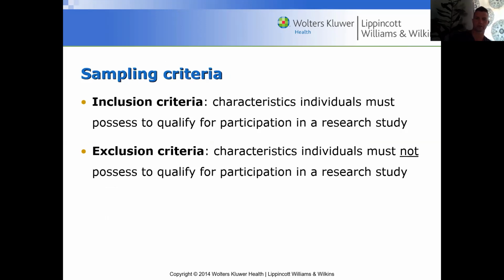Inclusion criteria are the characteristics individuals possess to qualify. So again, like I said, if we're looking at the male athletes or the female athletes, then they have to be on one of the athletic teams and they have to be male or female, right? Exclusion criteria are those that individuals must not possess to qualify for participation. So you come in and it's a study on the male athletes, and a female wants to do it, she can't do it, or vice versa, right? Or if a male comes in, but he's not on one of the athletic programs, he'd be excluded.